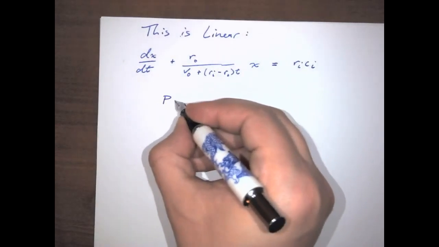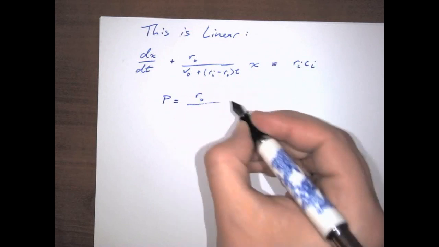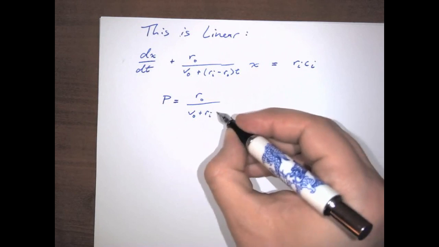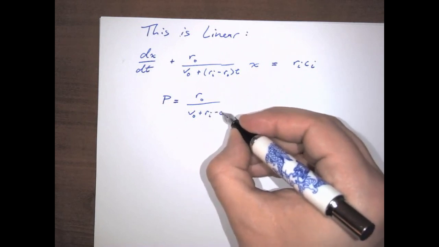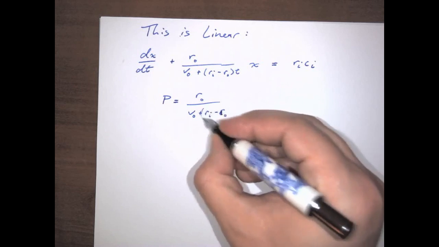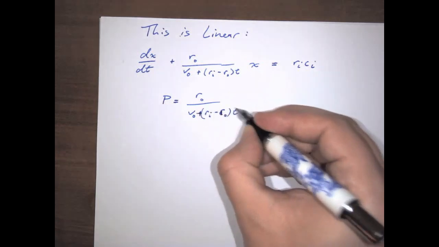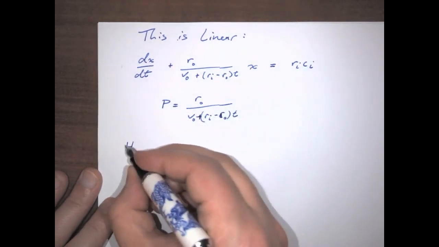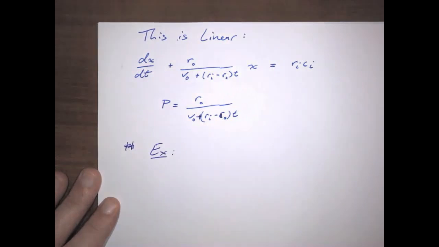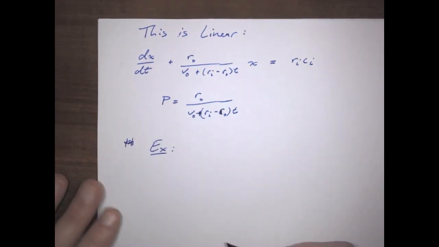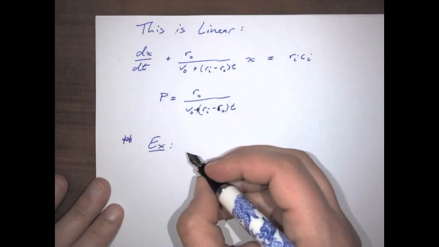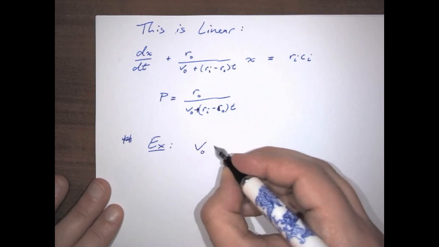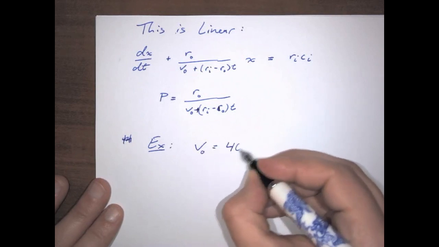So then P is going to equal R out over V naught plus Ri minus R out times T. Okay. So then here, back in our example, the pieces of information that we were told: the overall capacity was 800 liters, we had nothing to do there. We know the initial volume is 400 liters.